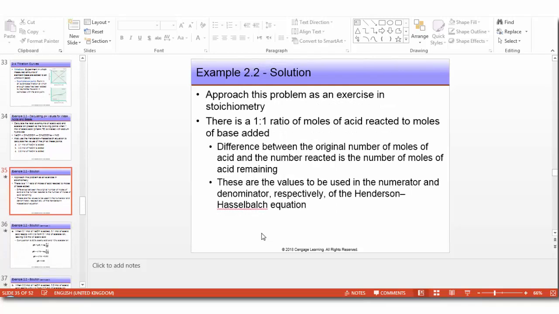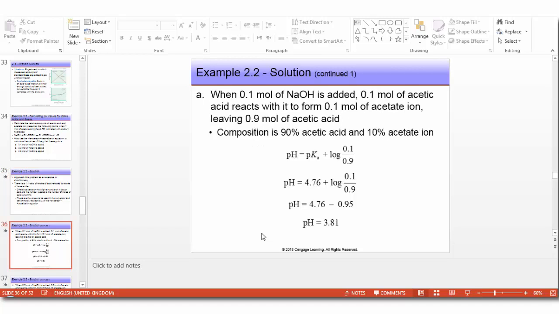Now we can approach this problem as an exercise in stoichiometry. If you look at the equation, the ratio is 1:1 moles of acid and base. Now the difference between the original number of moles of acid and the number reacted is the number of moles of acid remaining. So acid is in excess and all the base is reacted or titrated. These are the values to be used in the numerator and denominator respectively of the Henderson-Hasselbalch equation.